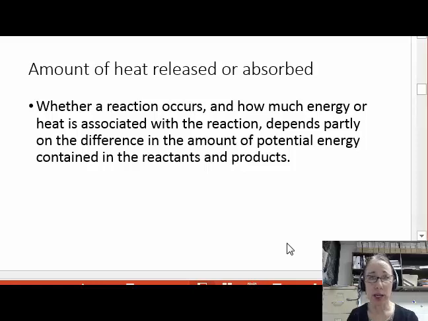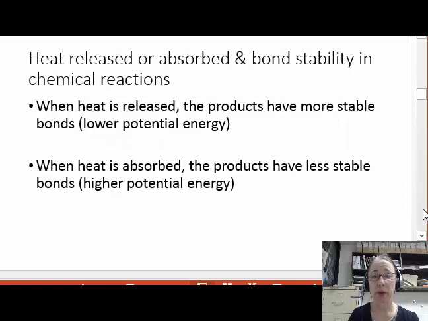The directionality of a chemical reaction means whether it will occur or not. Whether a reaction occurs or not depends partly on the stability of the products compared to the stability of the reactants, which is related to how much heat is released or absorbed during a reaction.